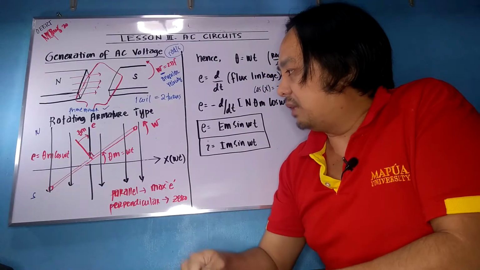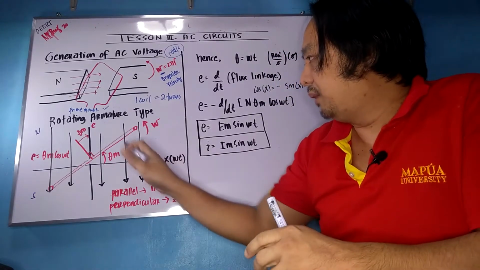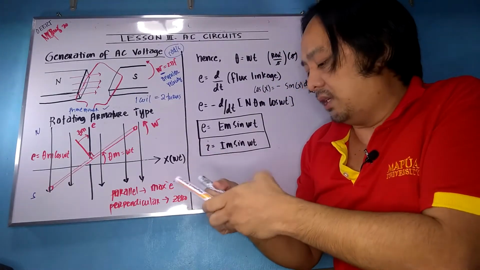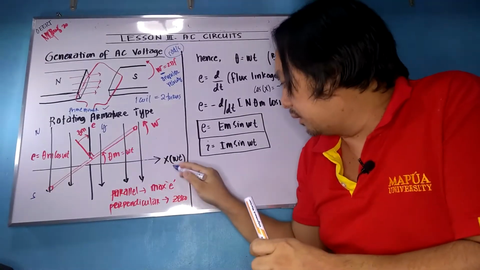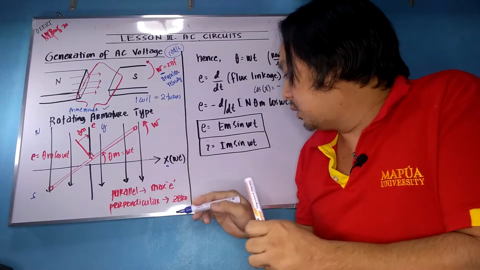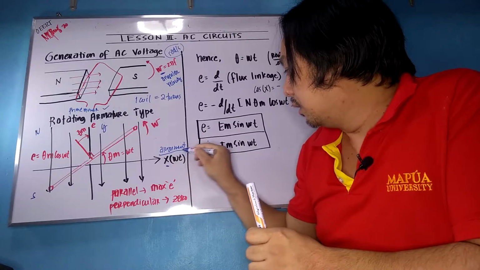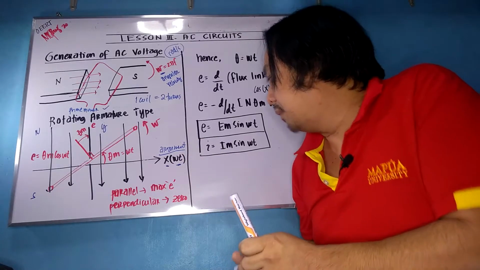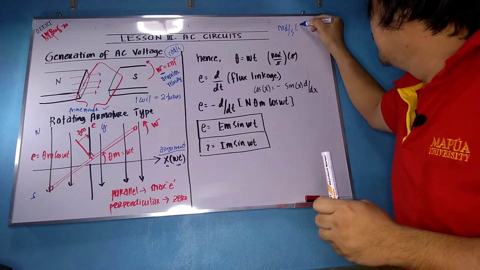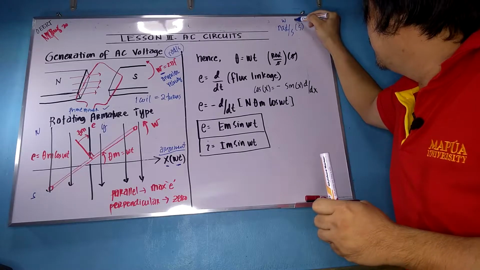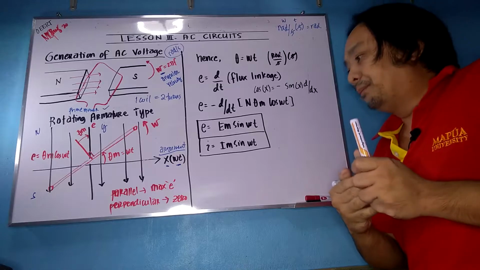So we can have that equation as phi m cosine omega t. Now we have the y and x axes here. The y axis is your e, your instantaneous voltage, while your x axis is your argument. We call this an argument, which is omega times t. Remember that omega here is in radian per second, times time in seconds, so omega t yields a radian unit.